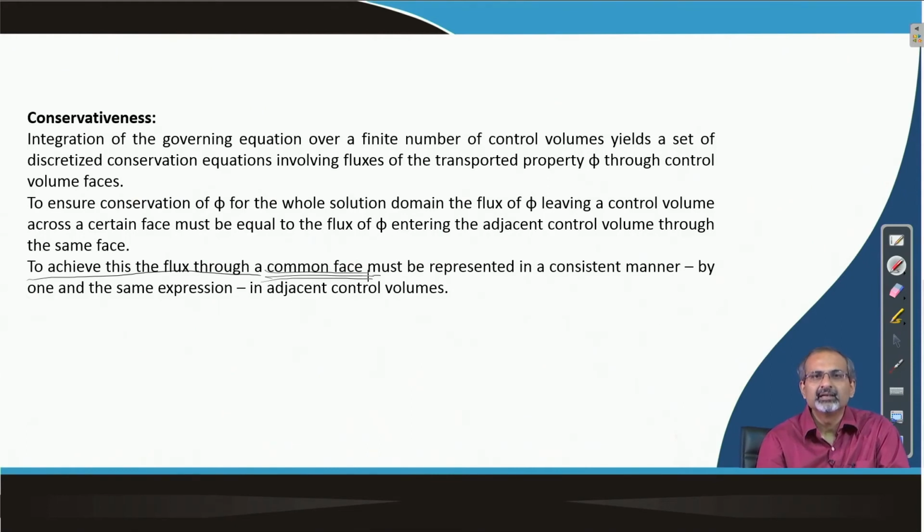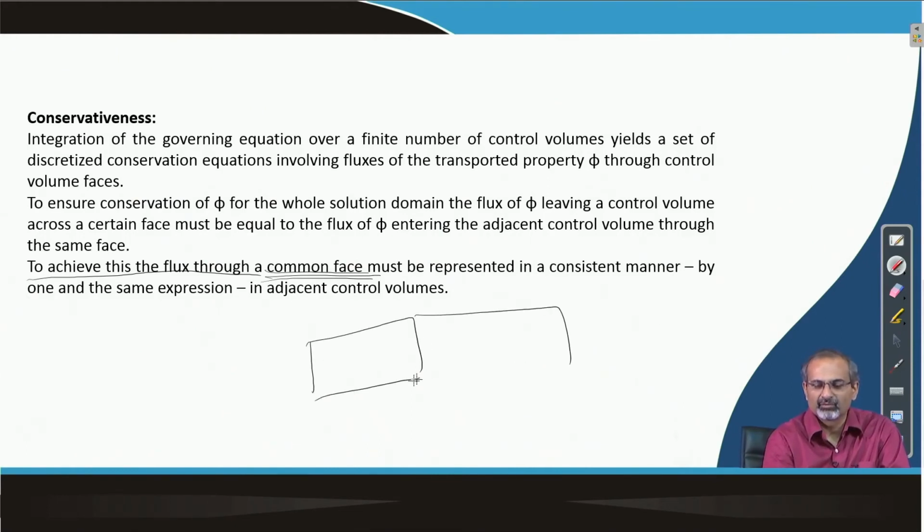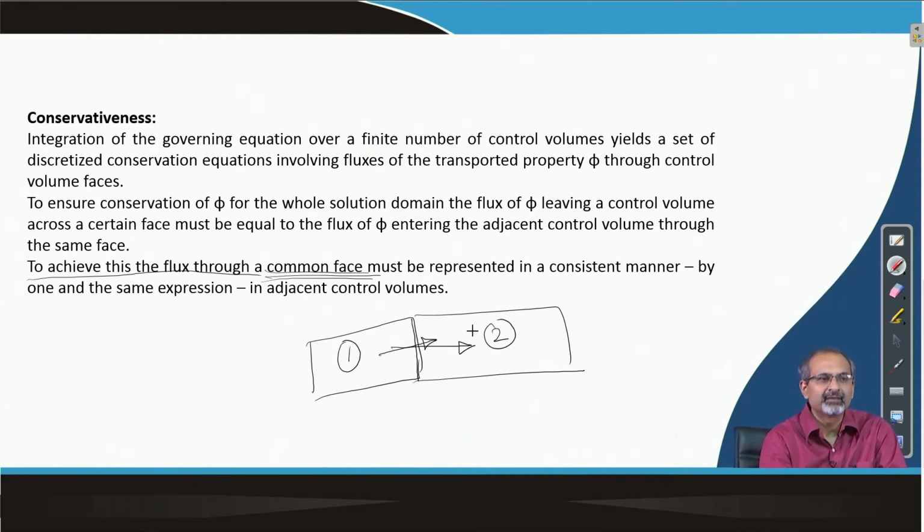What it essentially means is that if you have two adjacent control volumes like this, we always ensure that whatever mass leaves this phase from control volume 1 should be exactly equal to the mass which enters the next control volume through the same phase.